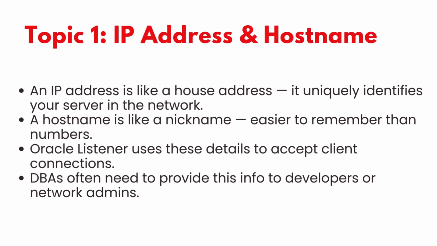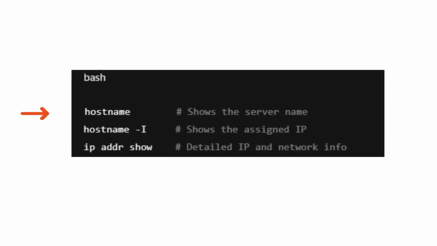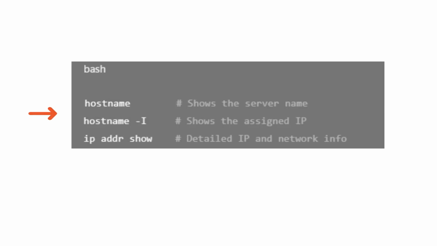Topic 1. IP address and hostname. An IP address is like a house address, it uniquely identifies your server in the network. A hostname is like a nickname, easier to remember than numbers. Oracle Listener uses these details to accept client connections. DBAs often need to provide this info to developers or network admins. Think of hostname as the server's name and IP as its number. Without this, clients cannot locate your database.